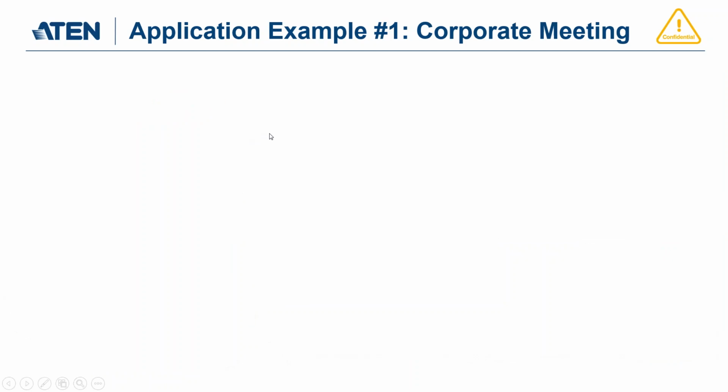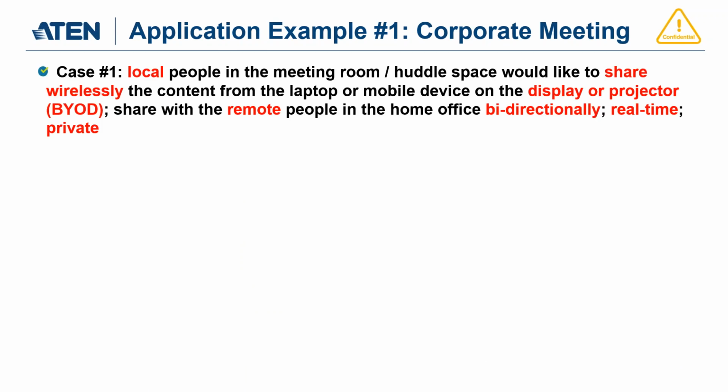Okay, now we've looked at the technologies and the products. Let's take a look at the examples. So here we have three examples. The first one is corporate meeting. All right, so pretty straightforward. There will be local people in the huddle space.